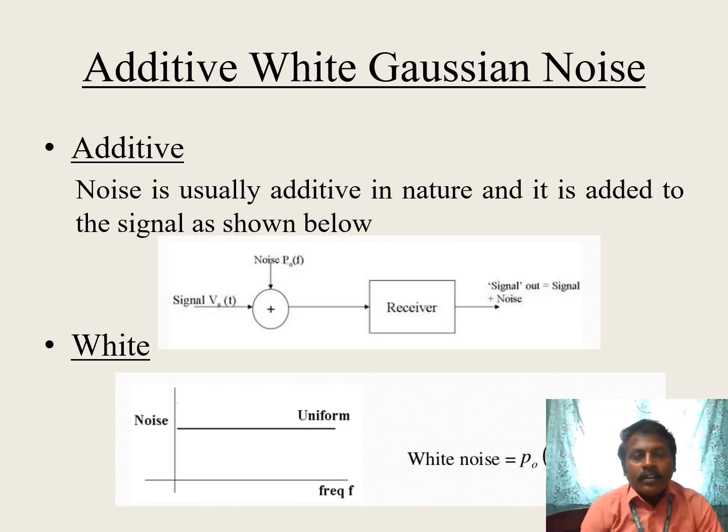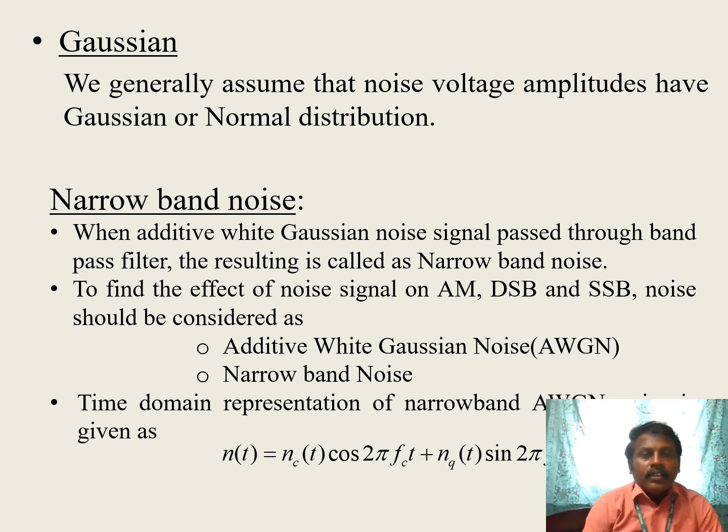Then additive white Gaussian noise. Additive white Gaussian noise is noise that is additive in nature and is added to the signal as shown below. Look at the diagram where the signal is added with the noise when the signal is transmitted in the channel, and at the receiver side we have the original signal plus noise. As I told you already, white noise means the spectrum is uniform over the entire frequency range. Then what about the Gaussian? We generally assume that the noise voltage amplitude is Gaussian in nature, or in another way we can say that it is a normal distribution.